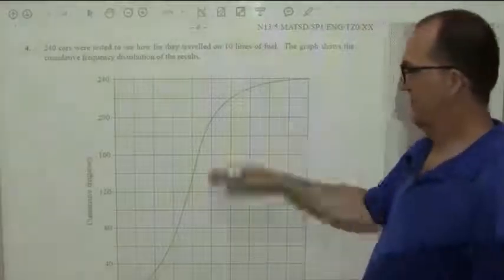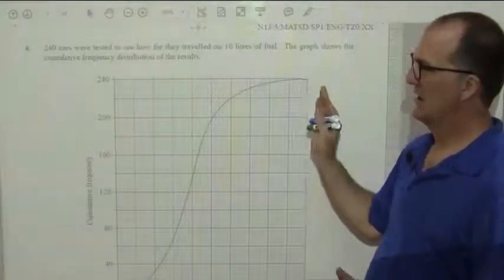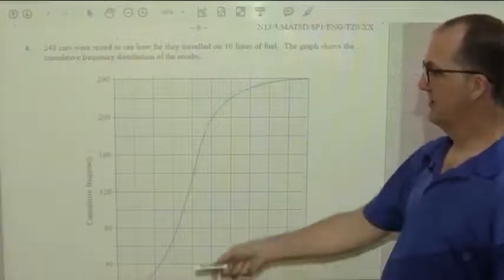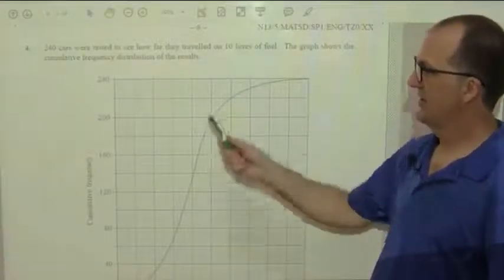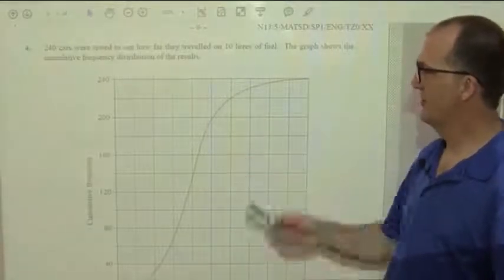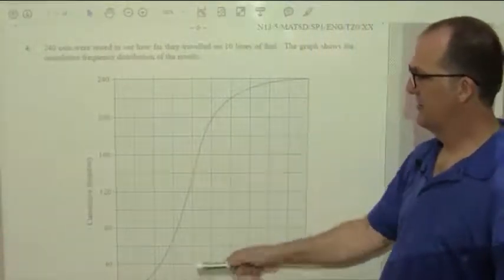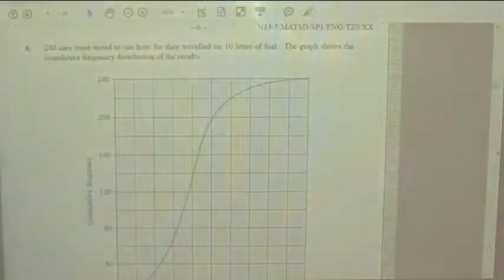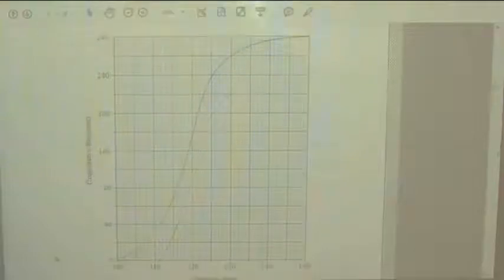This question 4 is a fairly large question, so I'm going to scroll up and down so we can kind of fit the graph in. And we have a cumulative frequency graph that is 240 cars testing how far they can travel on 10 liters of fuel, and here is the graph. And so let's look at what questions you're being asked to answer.